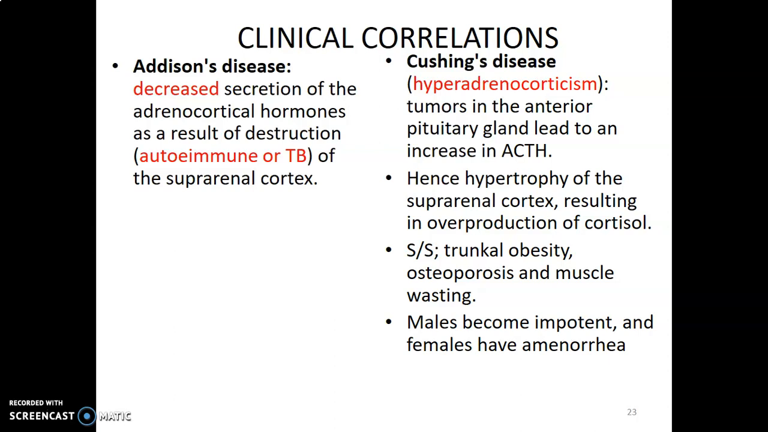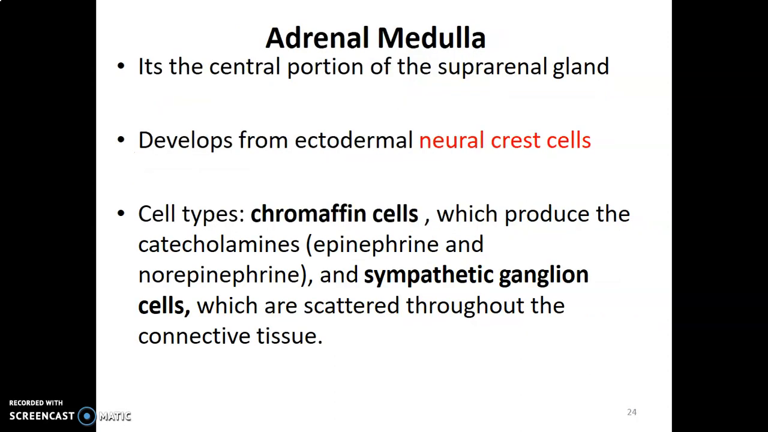So you'll get hypertrophy of the cortex, you overproduce cortisol, and when cortisol is high, you get obesity at the trunk, the bone loses density, so osteoporosis of bone, muscles will waste. So we usually say the patient looks like an orange standing on two sticks. Okay, so the orange fruit standing on two sticks. Why? The limbs look like two sticks because the muscles are wasted. And then the males become impotent. The females can present with amenorrhea, where the menstruation is absent.